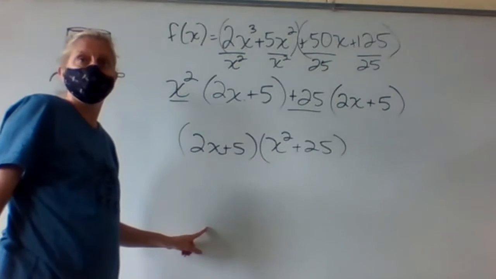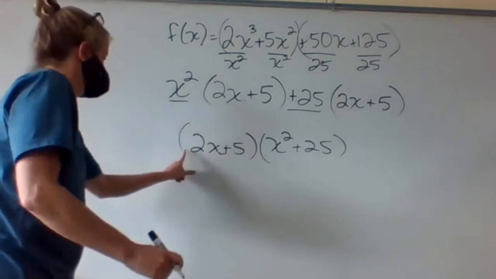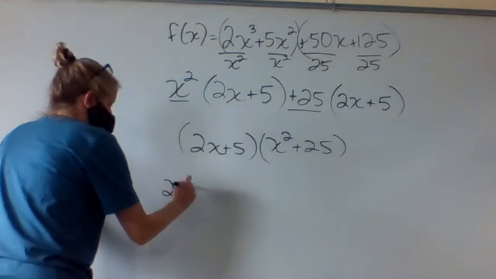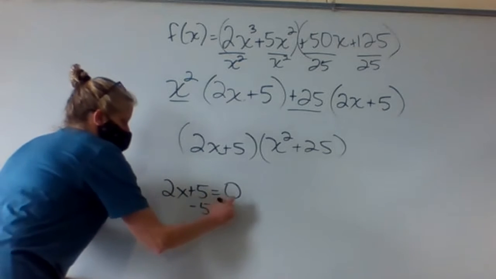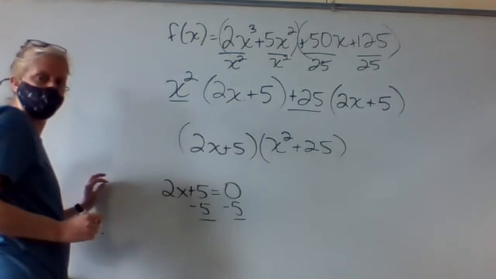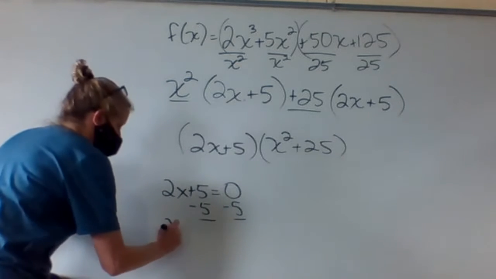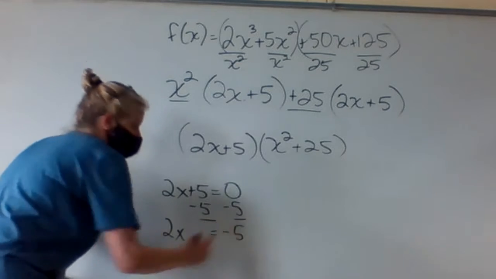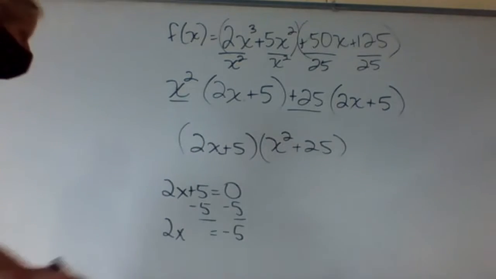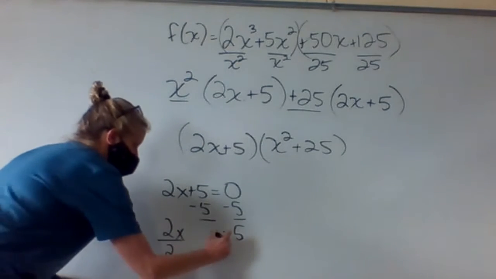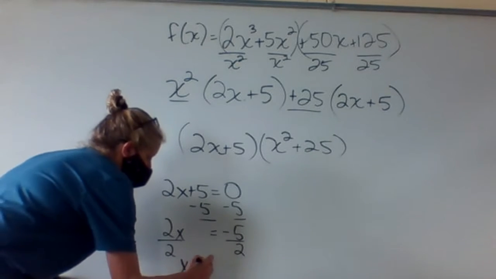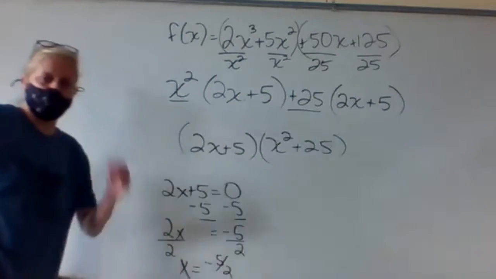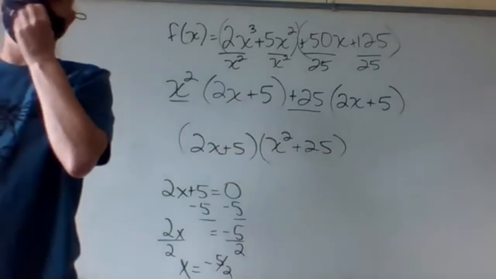So this one, if I solve that for x, it's going to give me a 0. So let's see, I'll solve that one for x. So 2x plus 5 equals 0. Solve it for x. So subtract the 5 from both sides. So 2x equals -5, divide by 2. So x equals -5/2. So there's one of the zeros.